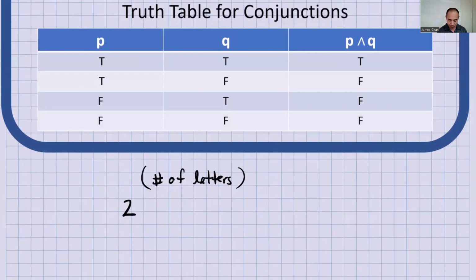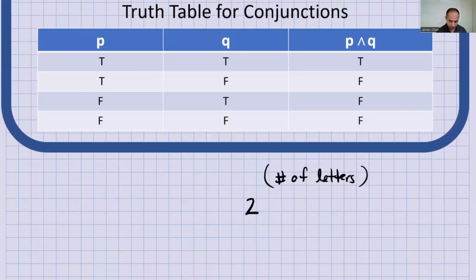So I guess I would put this as number of rows equal 2 to the number of letters. And I want you guys to notice something. Half of these will be true and the other half will be false, and then I alternate. But really, it keeps on going by half. So half of 4 is 2, right? And then half of 2 is 1.